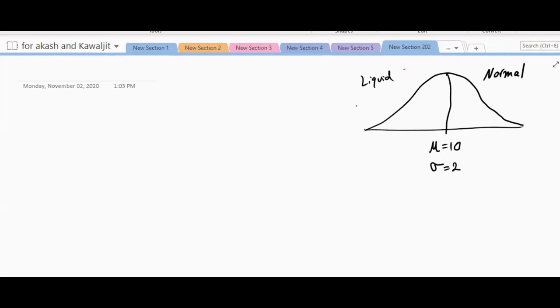Now we are randomly choosing a product. The easiest question that can happen is that in the quality control department, what is the chance that we select a product with this kind of variation? What is the chance that the container has some amount of liquid between 10 and 14 milliliters?